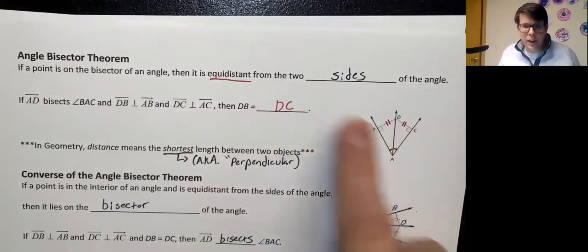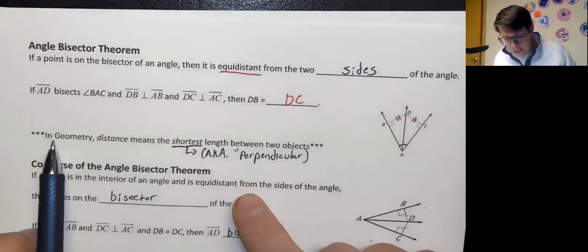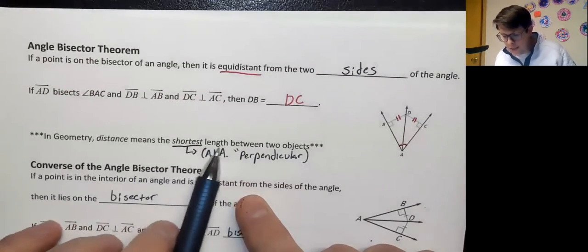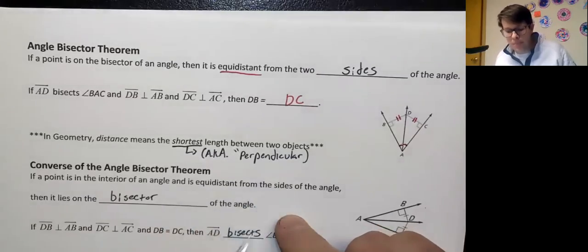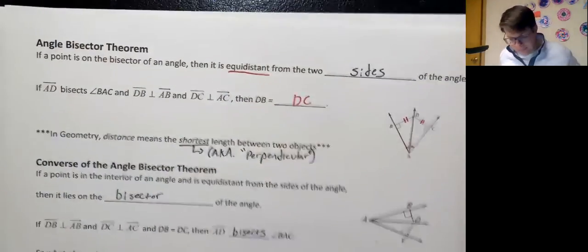Perfect. We've got them marked over here and we've got them in our if-then statement. And just to follow that up, once again, in geometry, distance means the shortest length between two objects, aka the perpendicular length between two objects. So we're going to once again use those interchangeably.